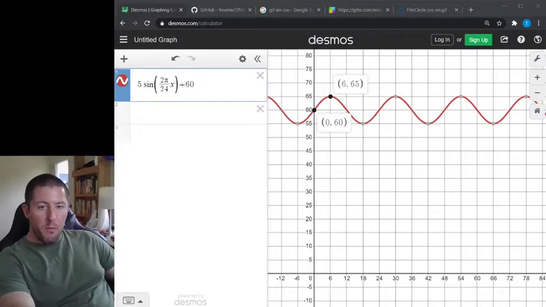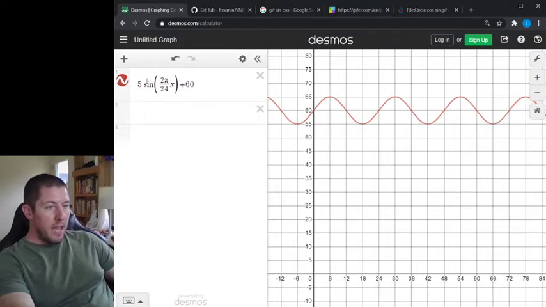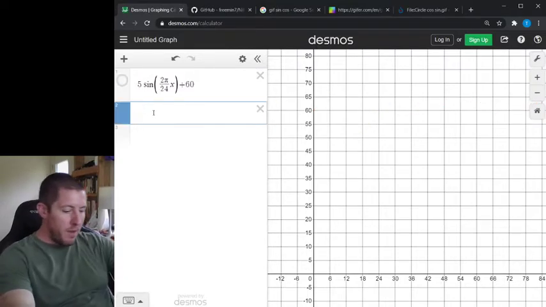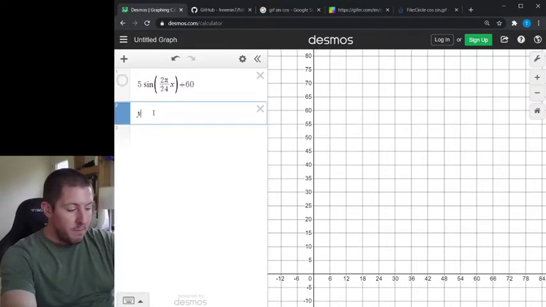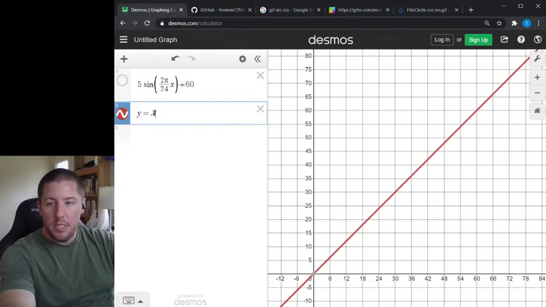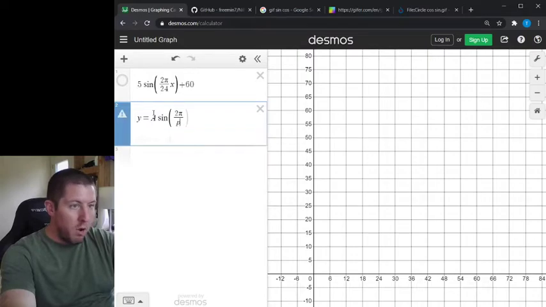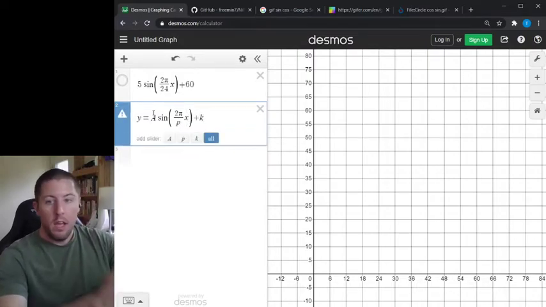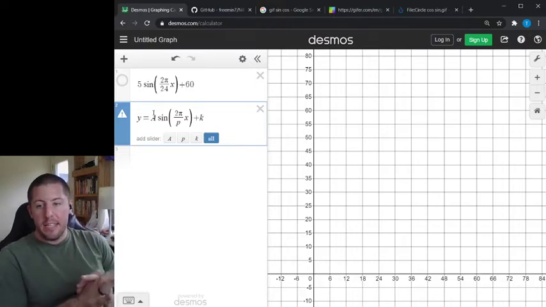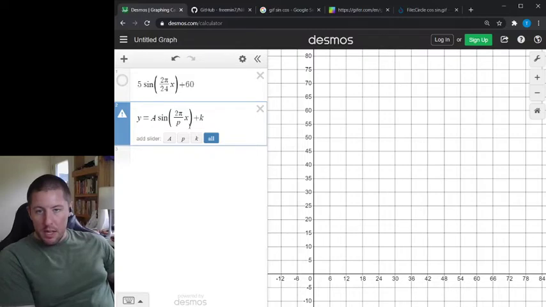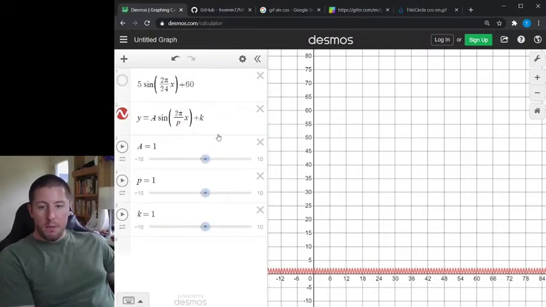If we go over to Desmos and think about these ideas now, I'm going to just turn off that really nice graph that we made here. What I can do is literally just give Desmos all this stuff. Our amplitude is A times the sine of 2 pi over P times X plus K. Notice it gives me an option to add a slider for all three of those parameters that I've just plugged in there, the amplitude, the period, and the vertical shift. You can just add sliders for all of them.